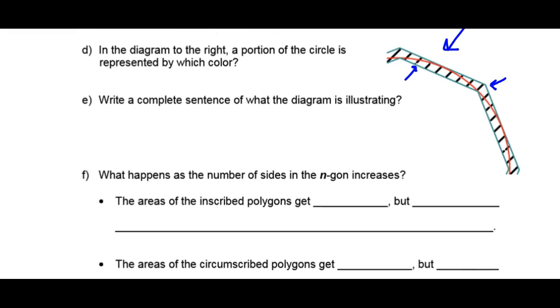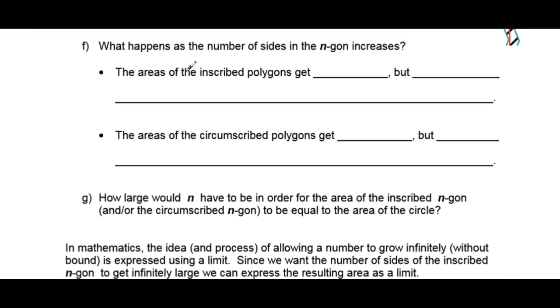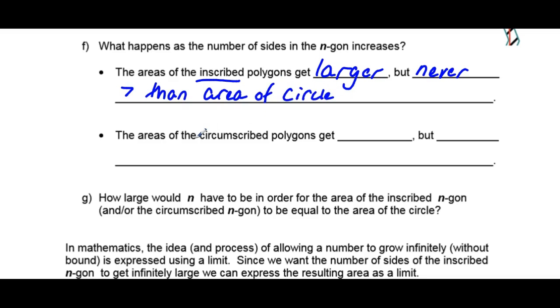Down here, we're going to skip E and D. We're going to go to F. The areas of the inscribed polygons get larger, but never larger than the area of the circle. Never greater than the area of the circle. The areas of the circumscribed polygons, those are the ones on the outside, get smaller, but never less than the area of the circle.